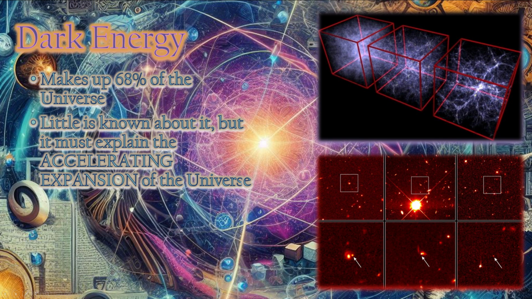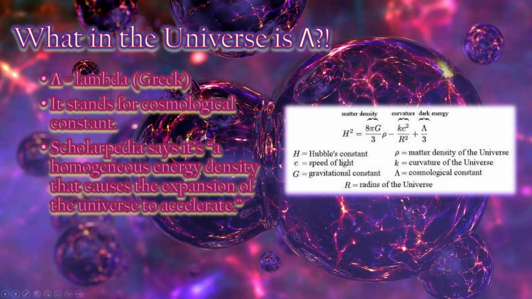Now that we know the main types of matter and energy in the universe, what are some of the other types of matter? What is the cosmological constant? What does cosmological constant even mean? Slow down there, you speedy comet. I'm getting there. The cosmological constant, in simple terms, is considered the leading theory for dark energy. It may be the cause of acceleration of the expansion of the universe. According to Scholarpedia, it's a homogeneous energy density that causes the expansion of the universe to accelerate.